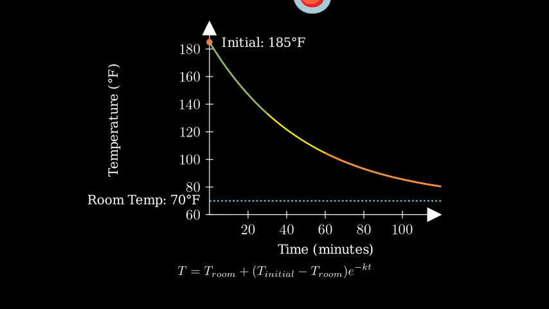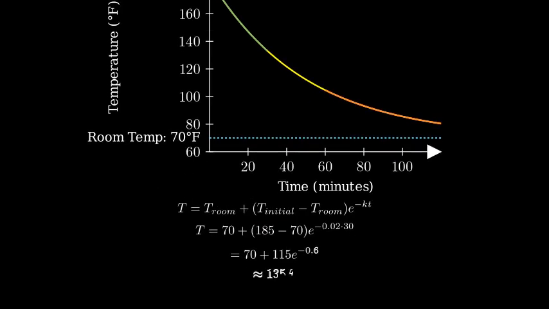T equals T room plus the initial temperature difference times e to the negative kt power. Let's calculate the turkey's temperature after 30 minutes, plugging in our values. Room temperature is 70 degrees, initial temperature is 185 degrees, and k is approximately 0.02 per minute based on typical cooling rates. After 30 minutes, the temperature would be 70 plus 115 times e to the negative 0.02 times 30, which equals approximately 135 degrees Fahrenheit. Let's mark this point on our graph.